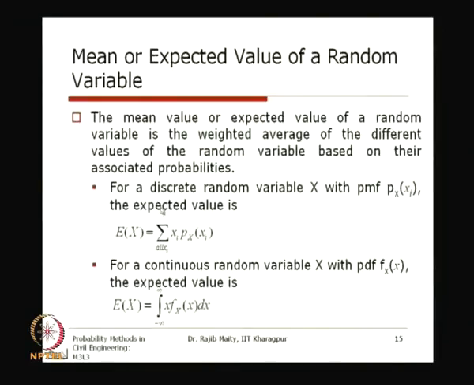Now taking this same concept for a continuous random variable, for a continuous random variable x with PDF fX(x), the expected value is the integral over the full support of the random variable x of x multiplied by fX(x) dx, which gives you the expected value of that random variable x. We will discuss in a minute how this is related to some kind of moment. We will come to that point a little later.